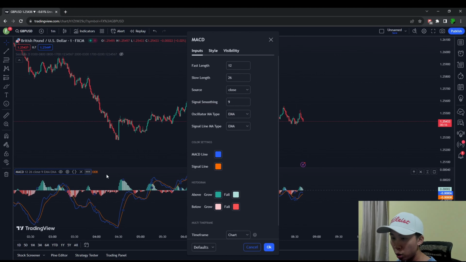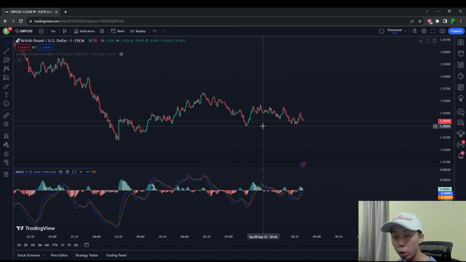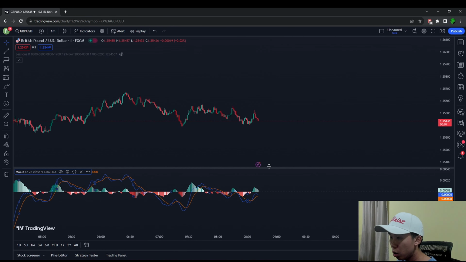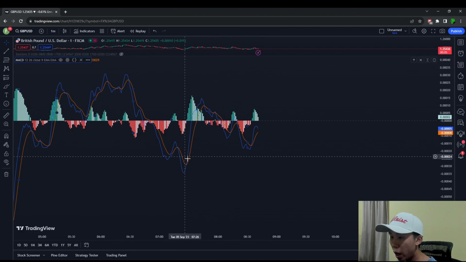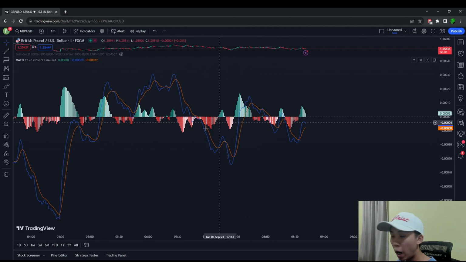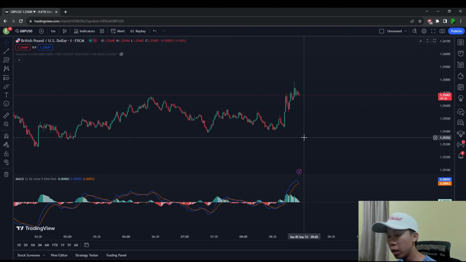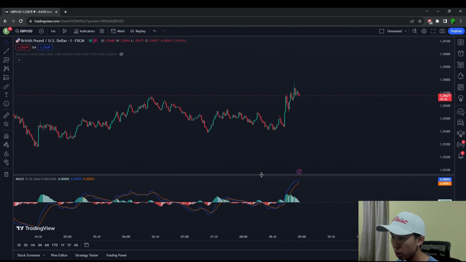Now look at the settings. As we can see, 12, 26 and 9. These are the settings that we'll use. In the MACD, you are going to see some histograms and some moving averages as well. MACD is actually a very good indicator because it can tell you the trend and it can tell you the momentum. So let's have a look.